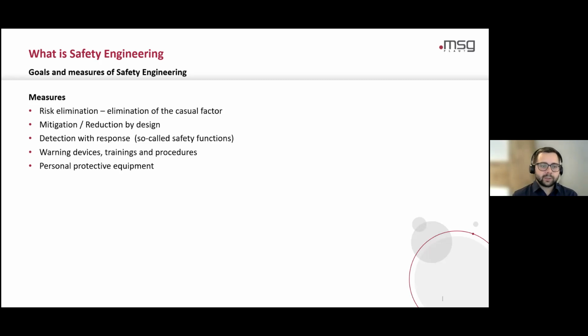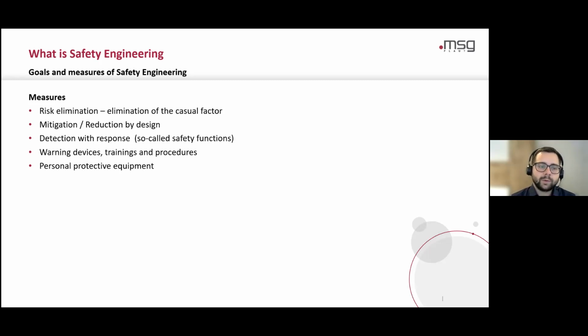The next thing would be the detection with response. So we can detect a dangerous condition, for example, a malfunction, a broken component, and so on. And then we can react to that. These concepts are often realized by so-called safety functions. And this is what most functional safety standards are focusing on. So they list that you should consider risk elimination. Mitigation is part of the standards mostly, but the big part where you have a lot of measures, a lot of information on how to achieve that, the big part of the standards deals with the so-called safety functions.